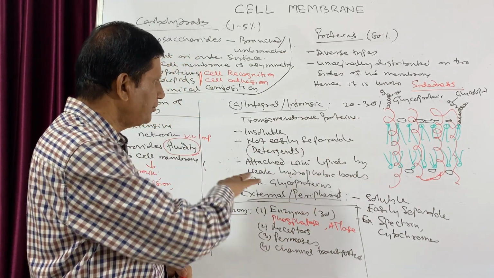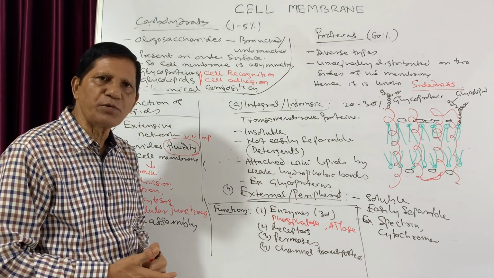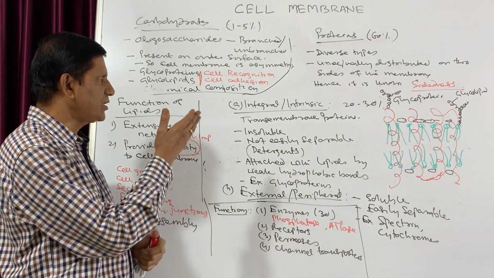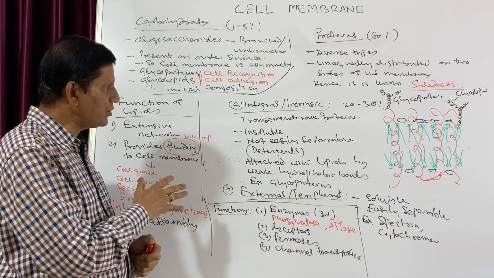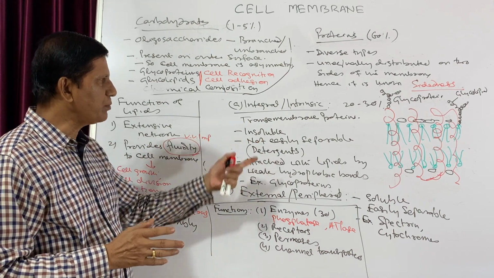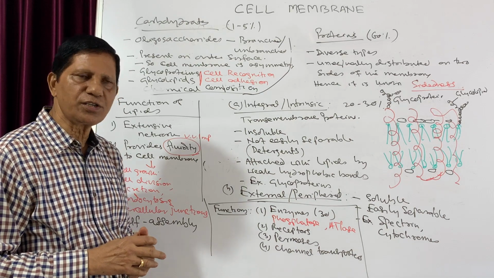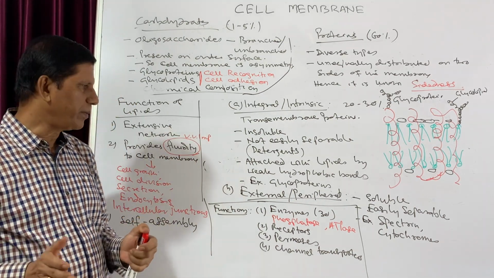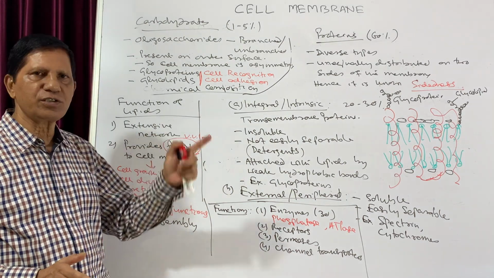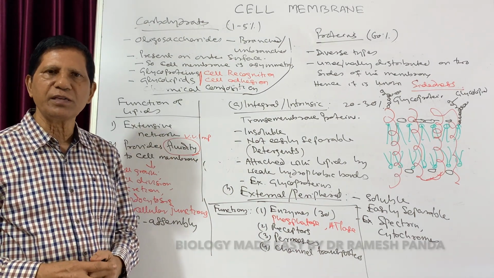So this is the chemical composition of the cell membrane. It consists of lipids, proteins and carbohydrates, and the functions of lipids, proteins, and carbohydrates we have discussed separately. This is very important from the examination point of view, and I hope you have a very clear understanding about the chemical composition of the plasma membrane.